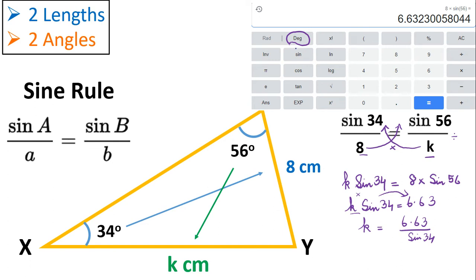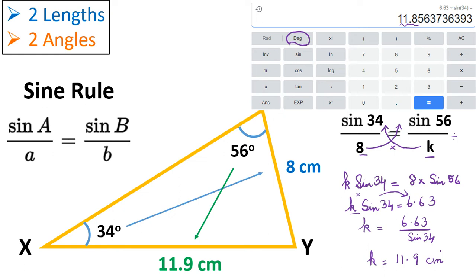And again, on your scientific calculator, make sure you're set on degrees. If you write that down, 6.63 divided by sine 34, your answer is supposed to be something like 11.8563, and so on. And then you've got to round it. So k equals 11 point, if I'm rounding to one decimal place, 11.9 centimeters. So this length, the XY length, becomes 11.9 centimeters.